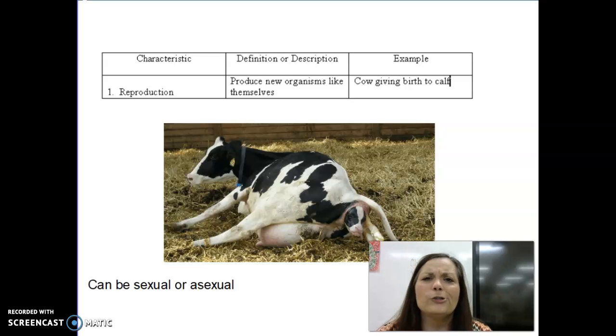Asexual means you can do it yourself, okay? And don't think dirty there. What I mean is there are some cells, like those bacteria I showed you or the protist I showed you, that can just copy their DNA and split themselves in half. So that would be asexual because it did not need a partner, okay? So sexual, partner; asexual, no partner.